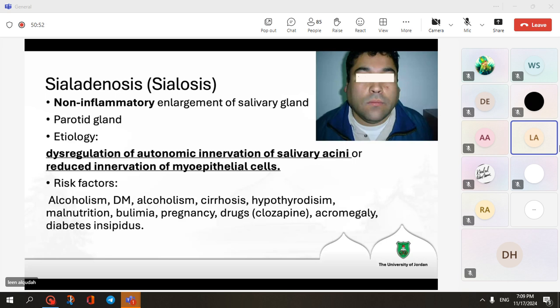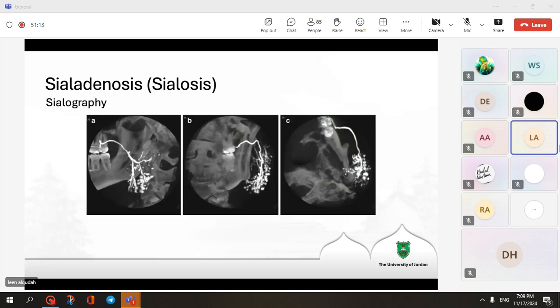There are a lot of risk factors, but the most common are alcoholism, diabetes mellitus, cirrhosis, hypothyroidism, malnutrition, bulimia, pregnancy, drugs like clozapine, which is given for patients with psychotic disorders, acromegaly, and diabetes insipidus. Also, if you do a sialography, sialadenosis will show the leafless tree. Basically, you have a tree without leaves, it just has branches.